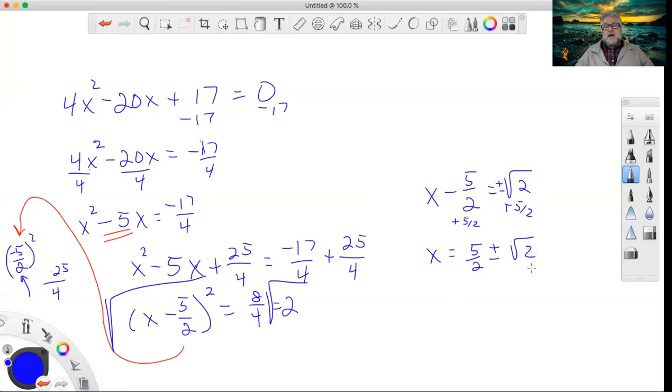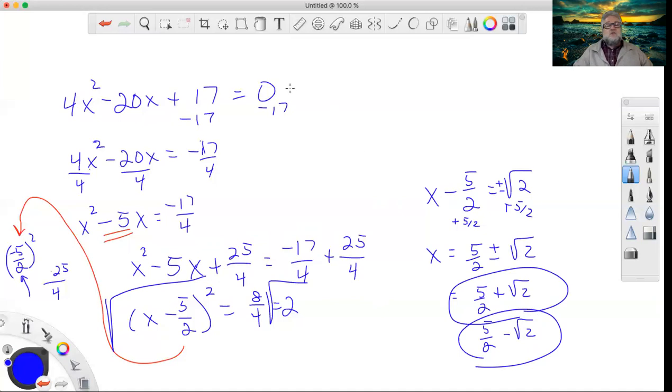So do I need to rationalize this? Do I need to do anything with this? I don't, because there's no fractions in the denominator. If I had a fraction in the denominator, then I'd have to clean that up. So this is 5/2 plus radical 2, or 5/2 minus radical 2. These are going to be the two solutions to this equation. So this is completing the square, a very powerful way to solve for x in a quadratic equation.